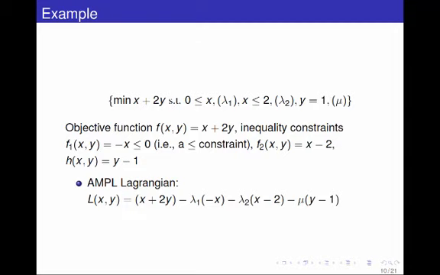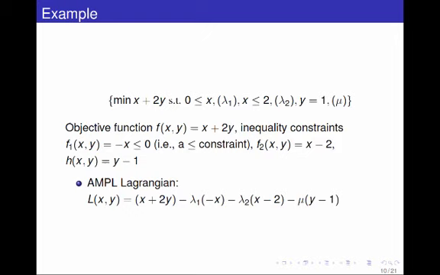That's really what I want you to remember. Okay. And here's an example of how that works specifically. Minimize x plus 2y subject to these three constraints here. Based on what I've told you already, you will get this Lagrangian for the following reason.